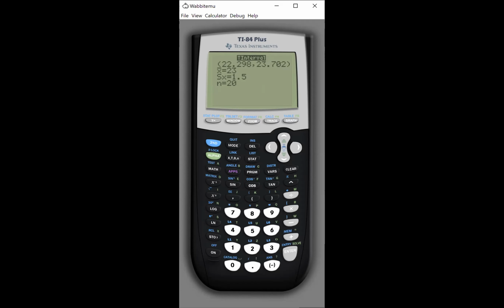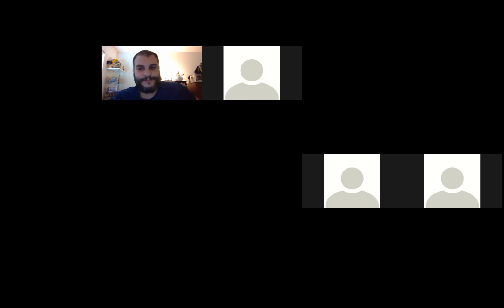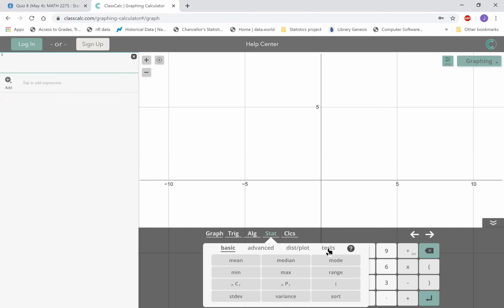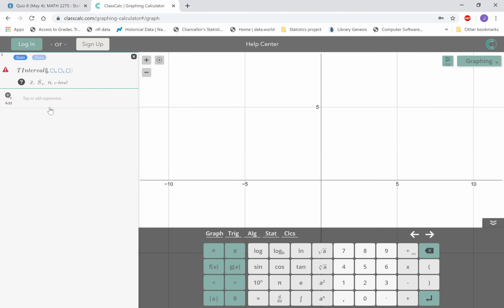Okay, let's do ClassCalc. So let's re-enter everything. We go to the stats button, we go to tests, and you go to t-interval. x bar is equal to 23. For standard deviation, we get 1.5. For our sample size, we get 20. For confidence level, we get 0.95. So if you look at what the ClassCalc gave us, 22.2979 and 23.702022, which is identical to what the TI-84 gave us. So no matter if you have a TI-83 or 84 or a ClassCalc, you should be able to get the answer. Any question in regards to that?